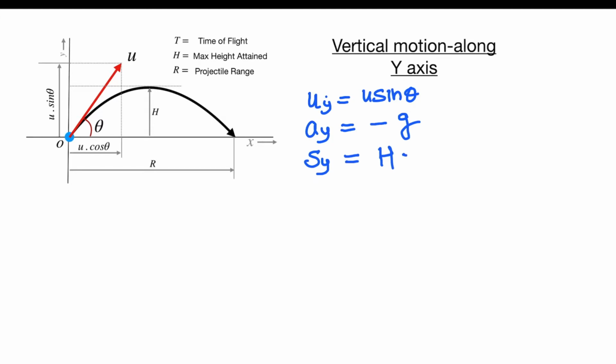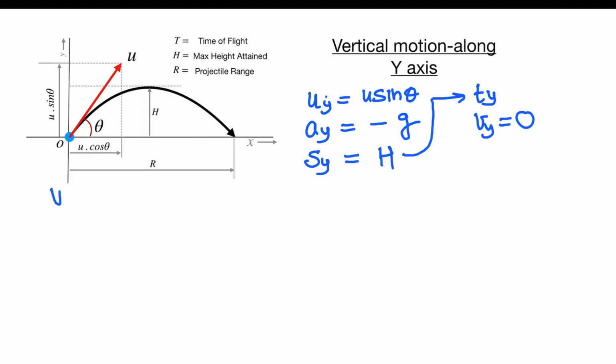Now assume the time taken to reach this maximum height by the projectile is ty, and at this maximum height the vertical velocity of the projectile, which is vy, is equal to 0. Remember, at this point its horizontal velocity is not 0. So overall, at the highest point also the object is in motion. To analyze the motion in vertical direction, we will use the motion equations with constant acceleration.